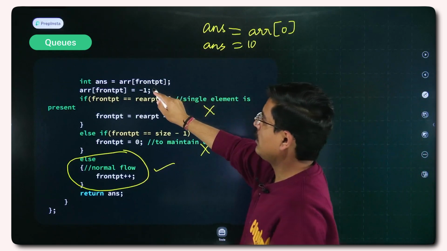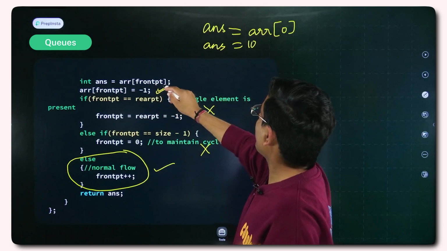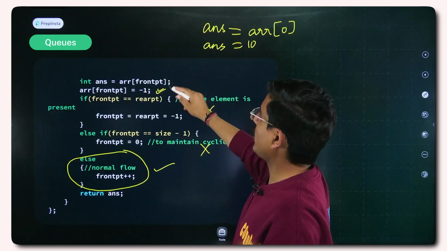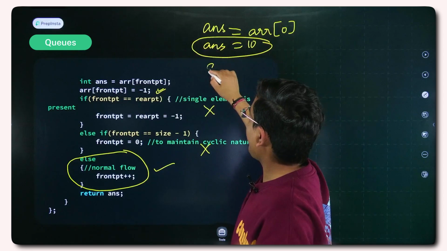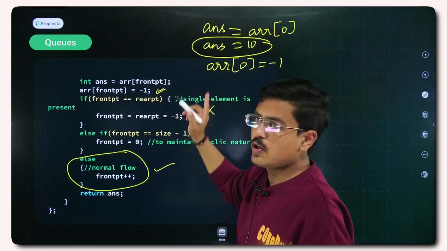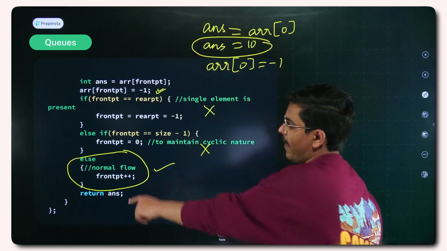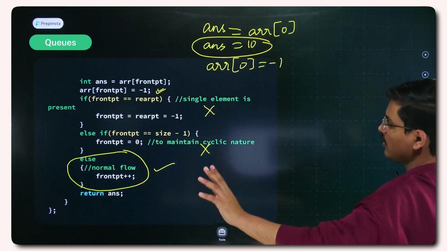Right now here I left out this one statement. This is also being executed. The array of front PT. Fine. The array of front PT. Answer was getting the value of array of front PT, and now array of front PT, which is array of 0, would be assigned -1. So here -1 is being assigned, and now you increment the front pointer and everything works.